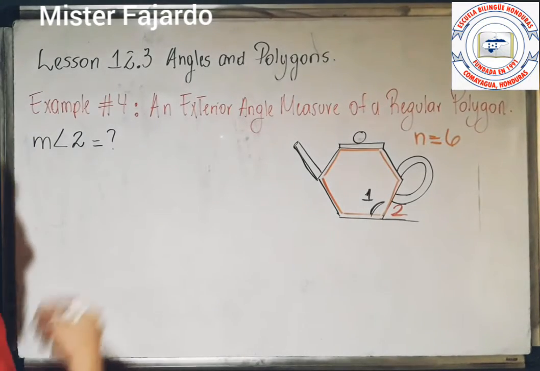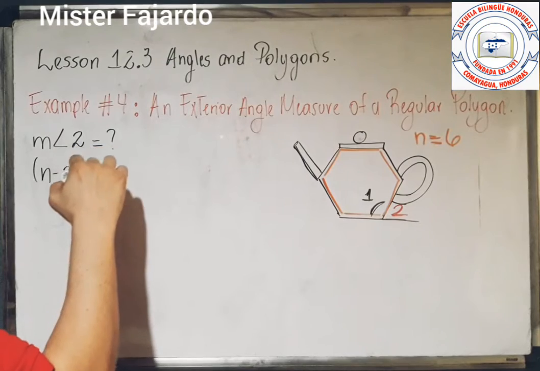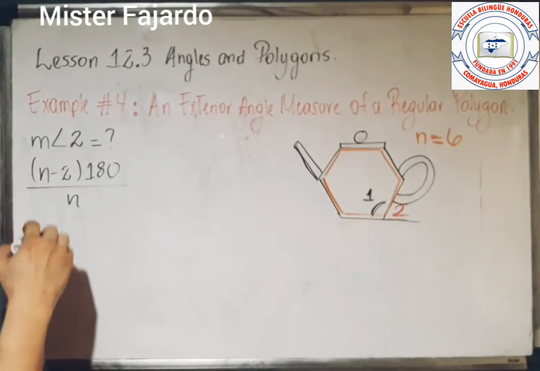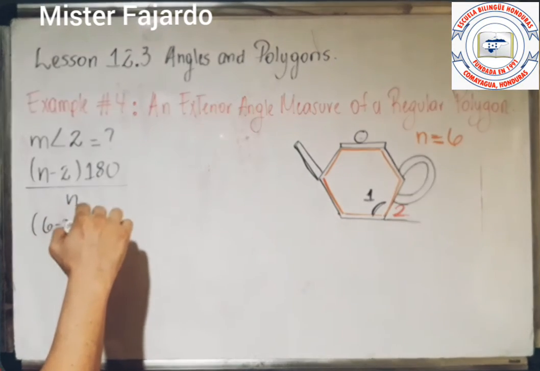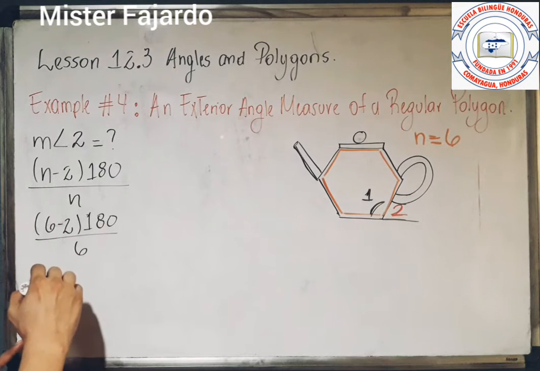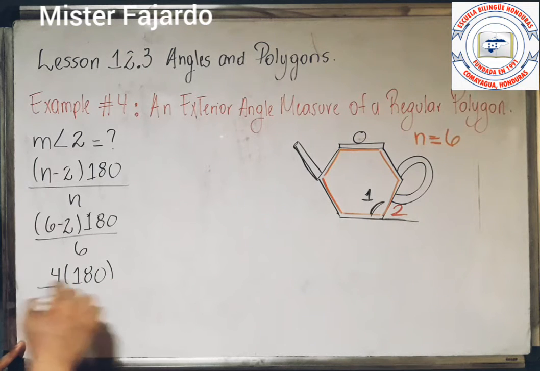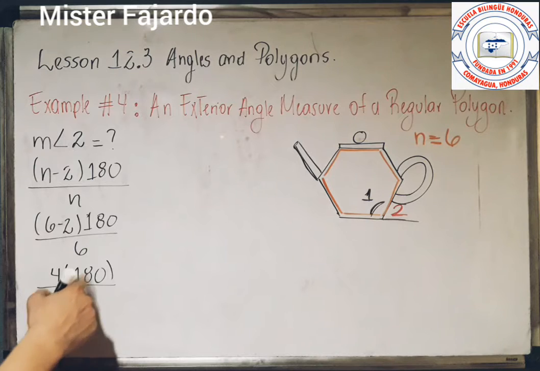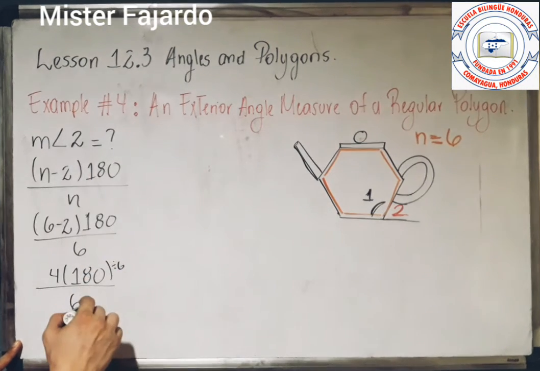To find that measure, I need to apply the formula: (n minus 2) times 180, then divided by n, okay? That means you're going to have (6 minus 2) times 180, then divided by 6. That is equal to 4 times 180, divided by 6. If you see, you can simplify, because both can be divided by 6. I'm going to divide both by 6.